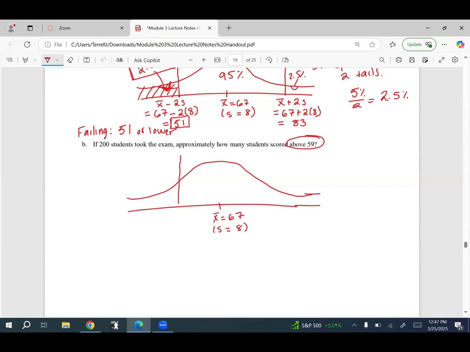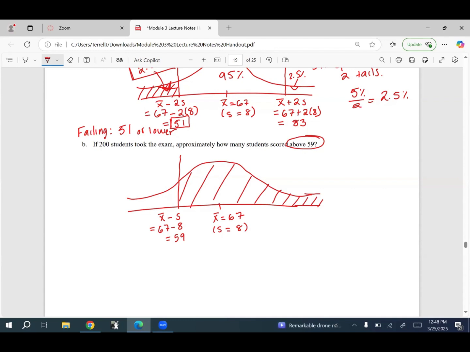So if I go 1 standard deviation to the left of the mean, I would be doing the mean minus 1 standard deviation, which is 67 minus 8, and that is 59. That's me going 1 standard deviation to the left. We want how many students scored above 59. So I'm interested in this. Anything above 59, that whole piece.